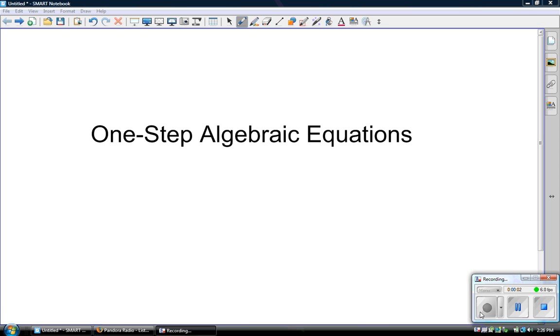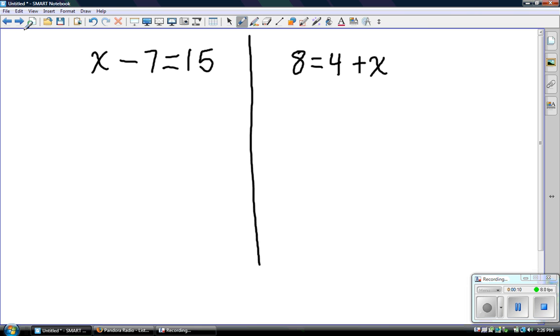Hi class, and today we're going to look at solving one-step algebraic equations, which are the most straightforward type of algebraic equations that we solve. The first example we're going to look at is x minus 7 equals 15.